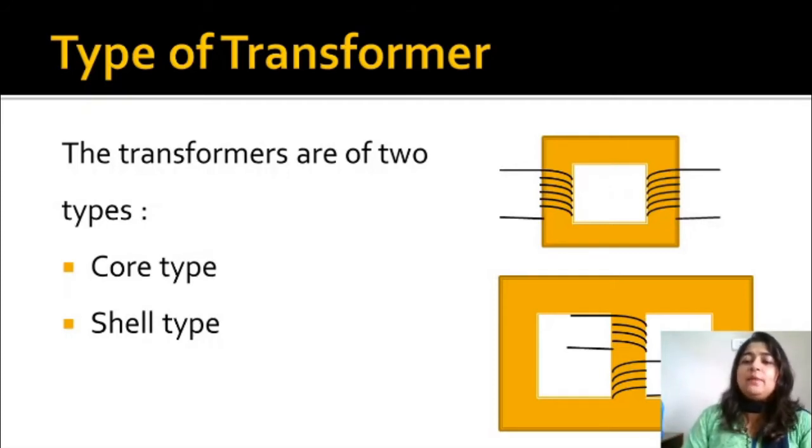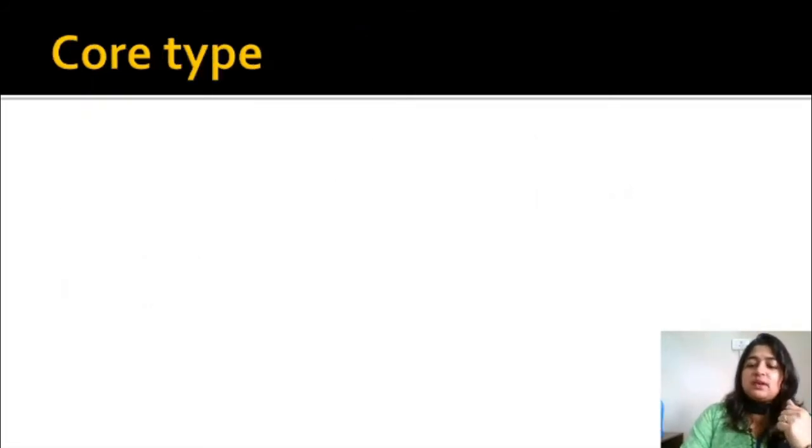But in another type, you will find that there are three limbs on the transformer. There are three limbs on the core, and the windings are wound only on the central limb, whether it is primary winding or secondary winding, both the windings are wound on the central limb. Then it is called a shell type of transformer. Now there are various points to differentiate between this core type and shell type transformer. We will consider these points one by one, and for that you can keep this diagram in your mind so that things will be easy to understand then.